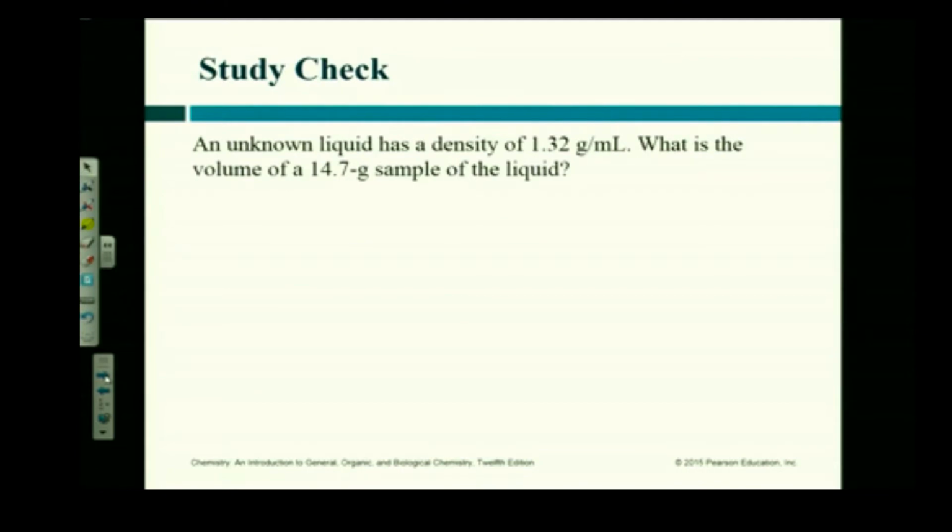Now, once again, I'm going to circle what's important. Those are the only 2 numbers I have, and it's asking for volume. And what are the units for volume? Milliliters. Which one of these 2 am I going to start with? Because it only has 1 unit on it, right? This one has 2 units. It's a conversion. So I'm going to start down here with 14.7 grams.